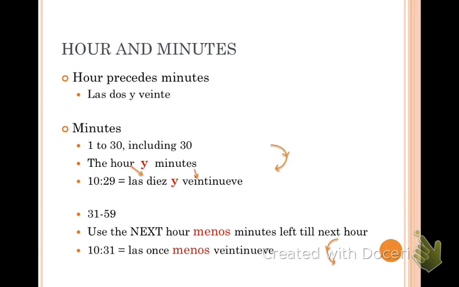So for example, 10:31. That's way down here at the bottom of your arrows. 10:31 is las 11. The next hour is 11. So you go up to the next hour, and you say how many minutes left till the next hour. So 11 menos 29. It's exactly like in English when we say it's 10 till, it's 5 till, it's 7 till. It's 29 till, exactly. Why do they have to make this so difficult? We do it all the time. It's just different. It's not difficult. So the next hour is 11, and then our word is menos, and then minutes left till the next hour is 29. So 10:31 would be las 11 menos 29.